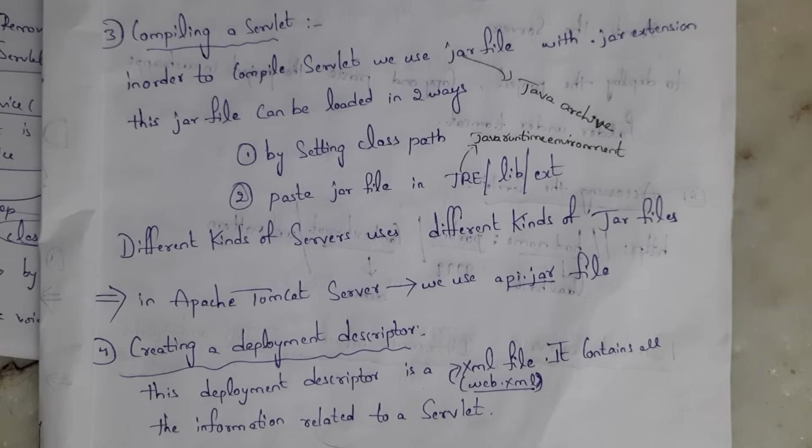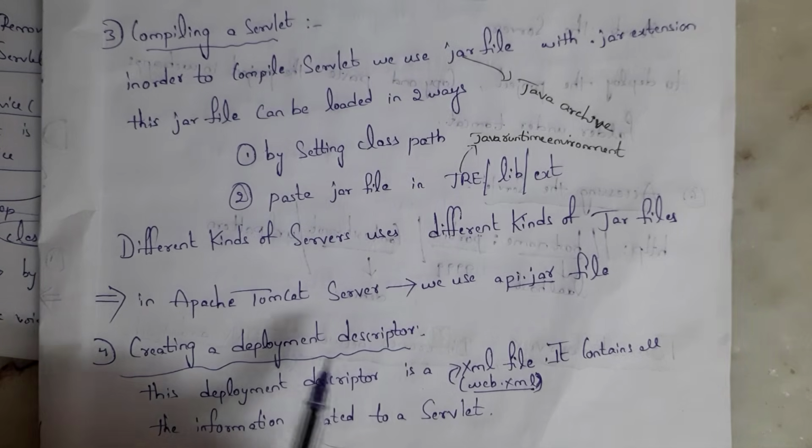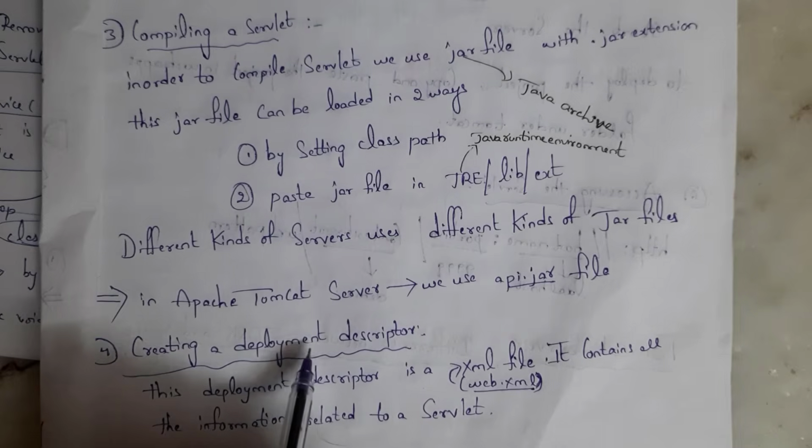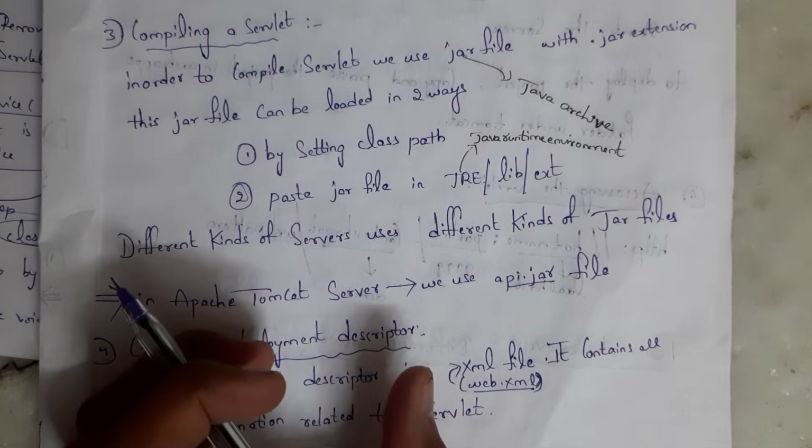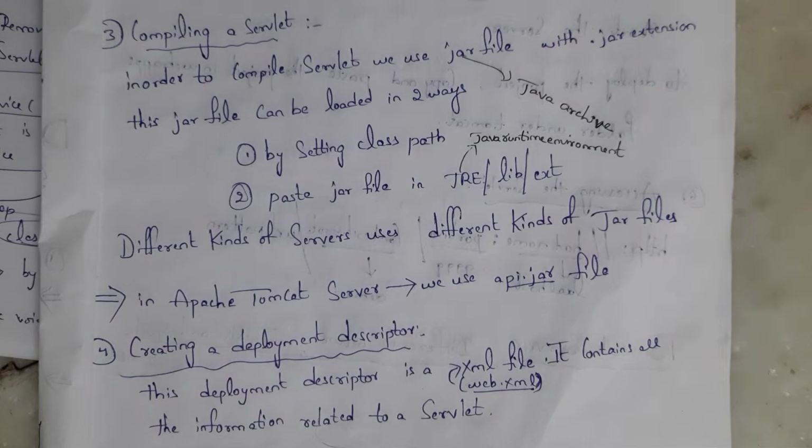After compiling the servlet, the next step is to create a deployment descriptor. In the fourth step, we need to create the deployment descriptor. A deployment descriptor is nothing but an XML file, and this deployment descriptor file contains all the information related to the servlet.